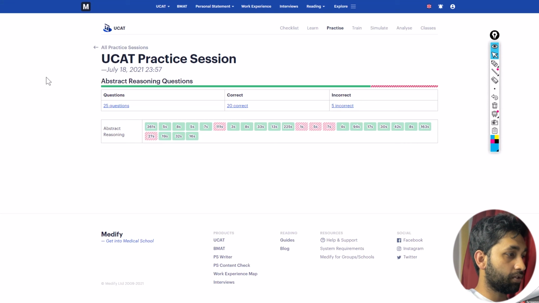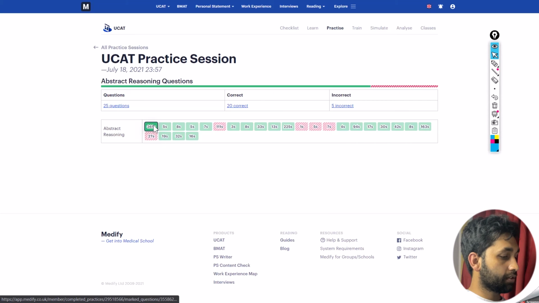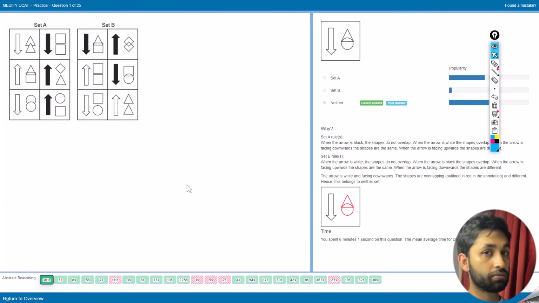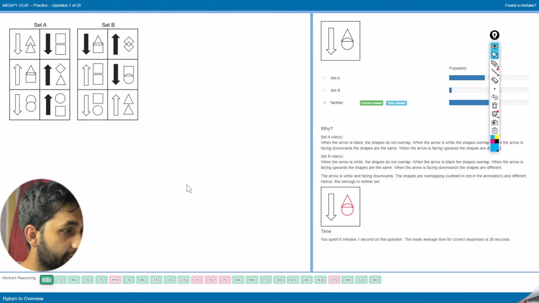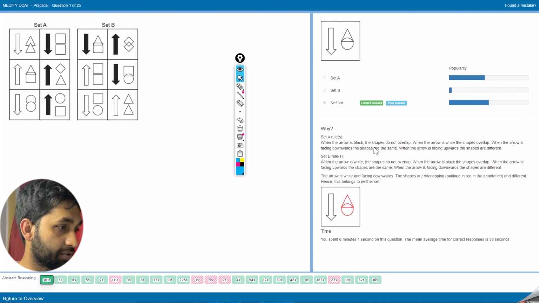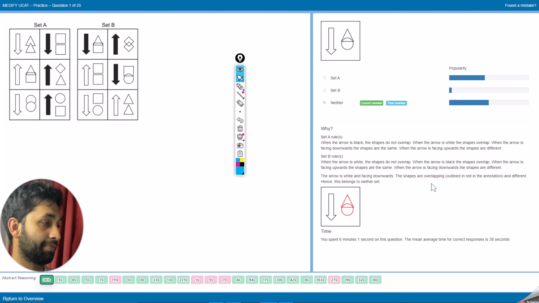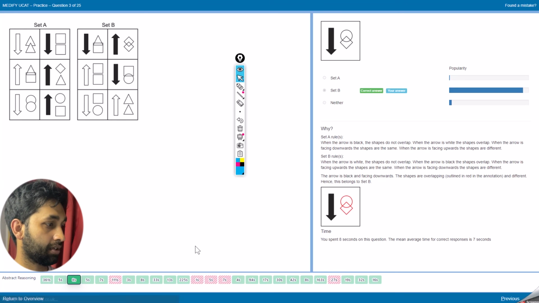So let's have a look at all of the answers. Let's see if the pattern is what I thought it was. So when the arrow is black, the shapes do not overlap. Yep, so I got this one right in terms of immediately identifying that there was a condition. And I really believe that asking yourself the similarity between set A and set B, and then the simplest shapes within set B, just makes it a lot easier. Same again. So B, yep.